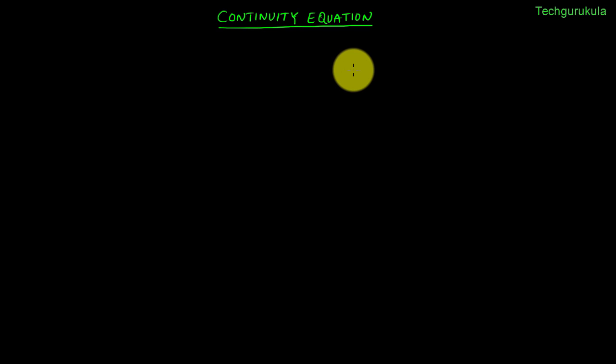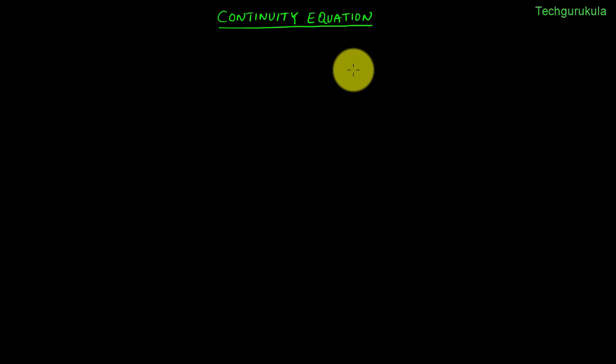In electromagnetics, it talks about the conservation of energy, which tells us energy is neither created nor destroyed. Whereas in semiconductors, it talks about conservation of charge, where it says charge is neither created nor destroyed. Specifically, we will derive the single variable continuity equation in this video.